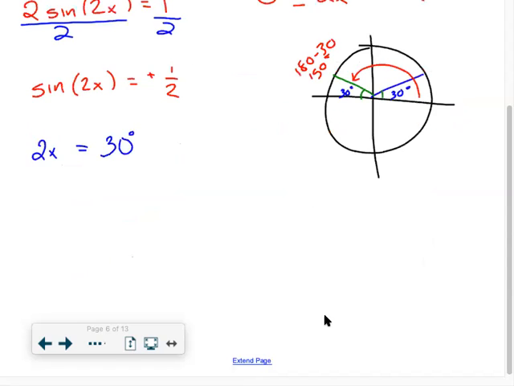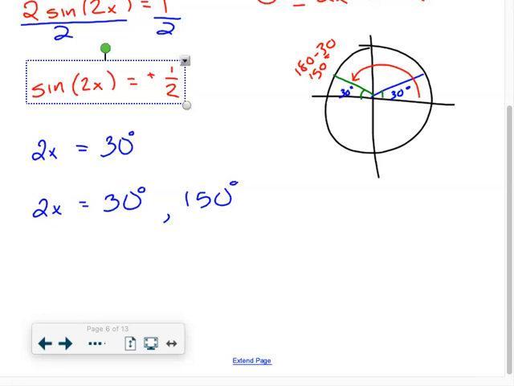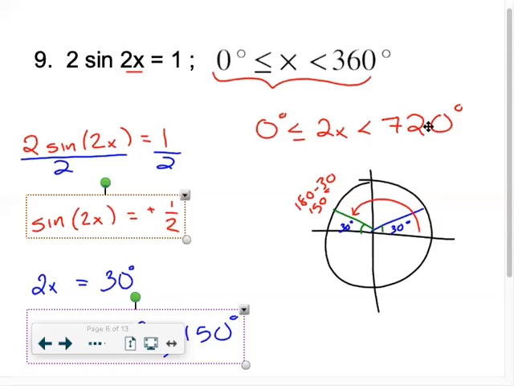Moving further down the road, so what we're going to have is 2x equals 30 degrees. We also have 150 degrees here. Right? And if you remember correctly, when we're solving these equations where the angular frequency is something larger than 1 or anything other than 1, we have to keep adding intervals of 1 full rotation to both of these base critical angles until we are outside of this region right here, 720 degrees.